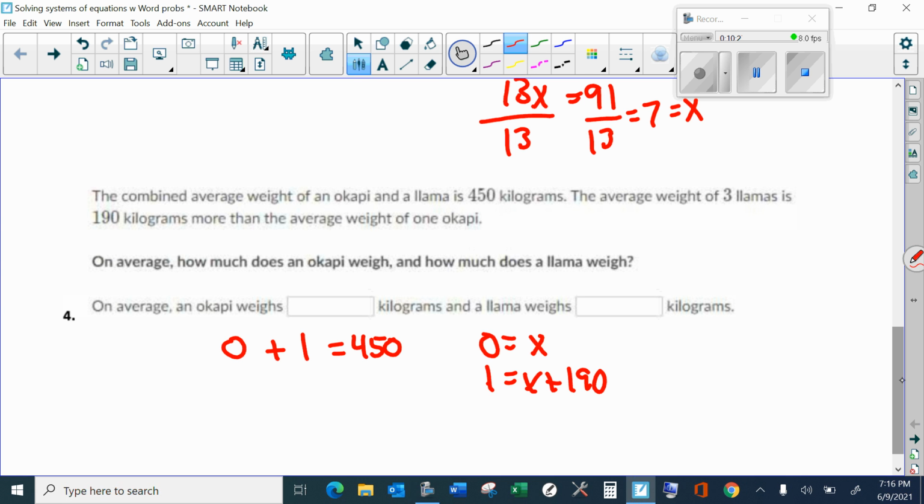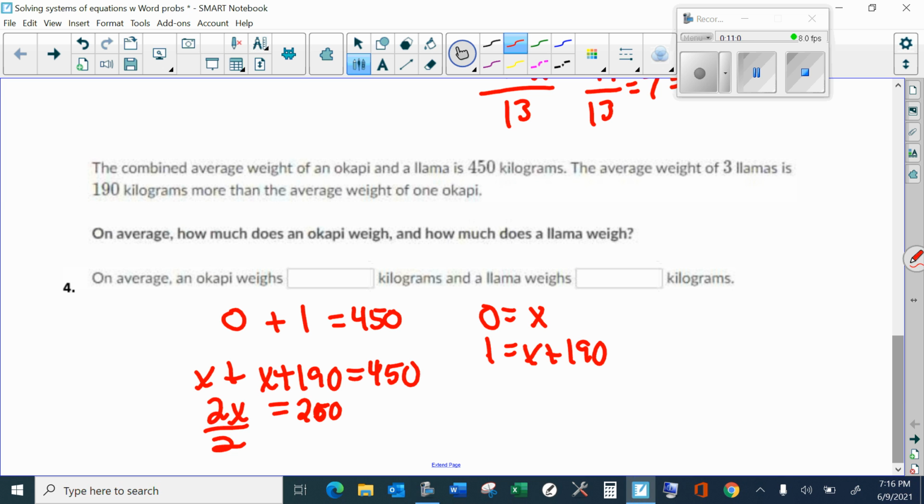Okay, so now I can go ahead and just substitute those in there. So I have X plus 190 equals 450. So now I have 2X. I subtract the 190 across. That gives me 260. Okay. And last step, divide by 2. So 260 divided by 2 is 130.